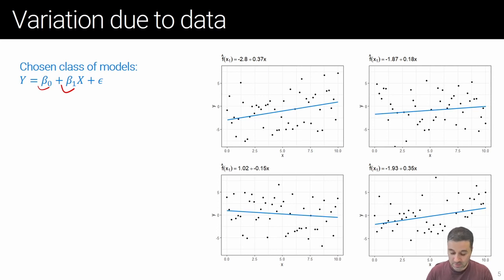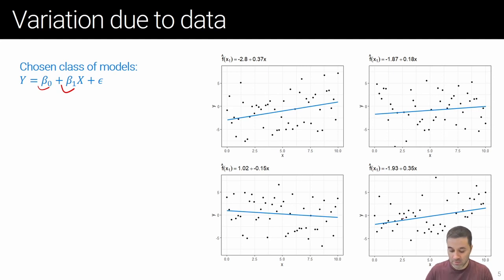In the first data set, then we have this linear model. Beta 0 is negative 2.8 and beta 1 is 0.37. So it's a positive relationship. In the second one, we also have a positive relationship, not that steep. In the third case, we have a somewhat negative relationship. And in the fourth case, we have, again, a positive relationship.